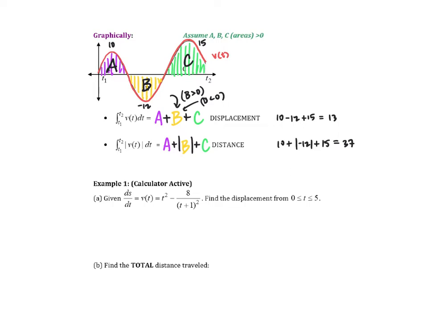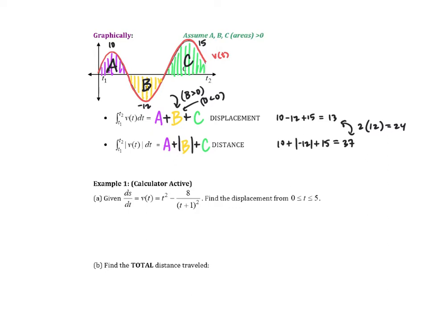Okay, now you might question, how could I tell the difference? Well, if you take 2 times the absolute value of the negative area, which would be 24, and I took 13 and added 24, I would get my total distance.